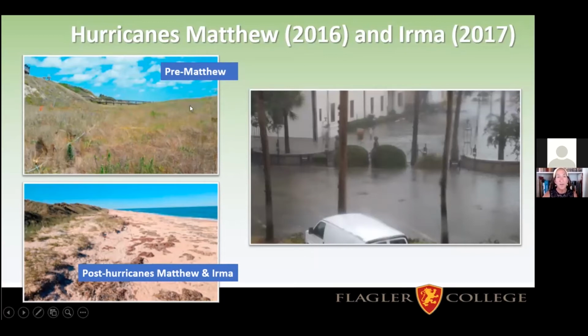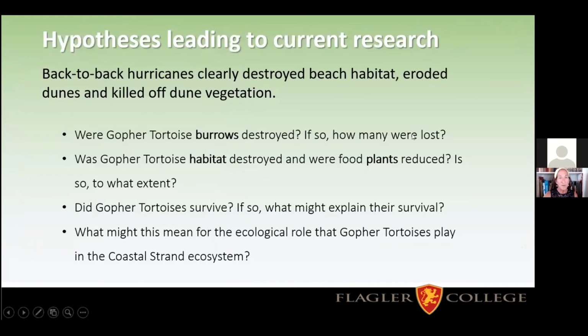That's pre-Matthew. Look at the vegetative cover pre-Matthew compared to both hurricanes Matthew and Irma, the aftermath of both of those. That's on the bottom. So keep those images in mind too, if you will.